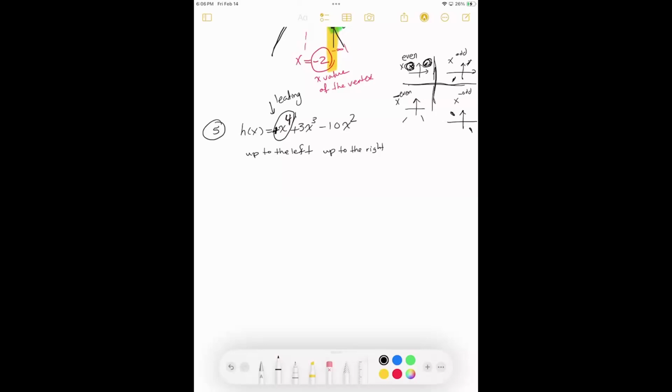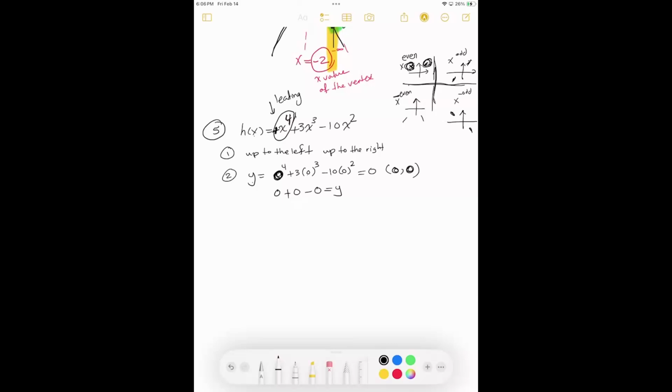The next question they ask you about this function, they want you to find your y-intercept. So that's 1, part 2. What is the y-intercept? To find the y-intercept, remember, I told you change h of x to y and then substitute 0 for your x's. 0 cubed is 0 times 3 is 0. Minus 10 times 0 is 0. You just get 0. So your y-intercept is 0. When you put 0 for x, you're getting 0 for y.